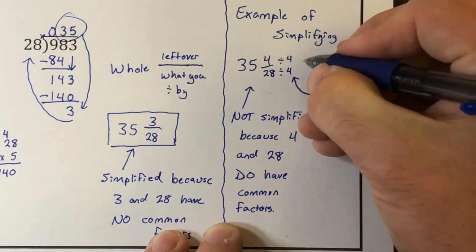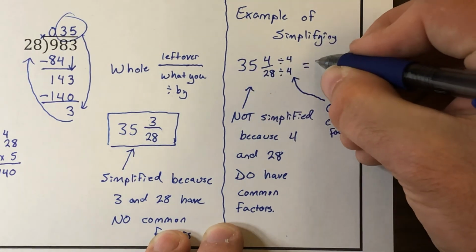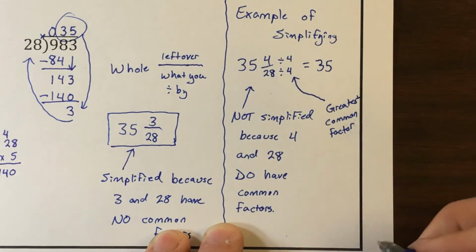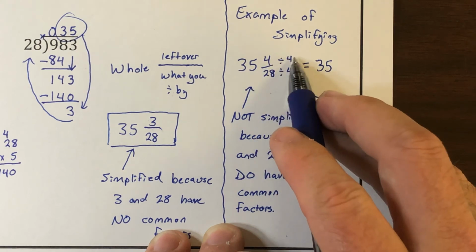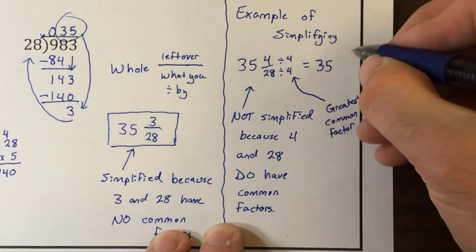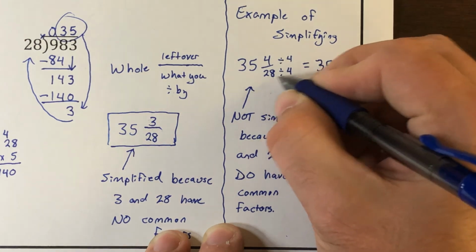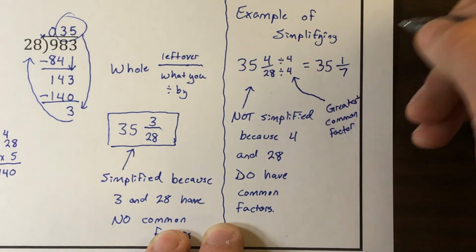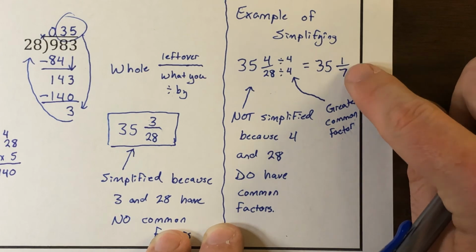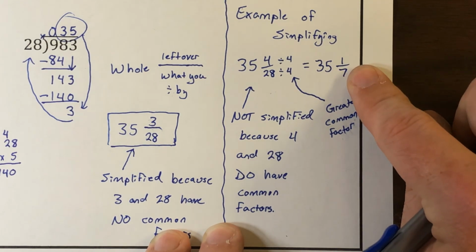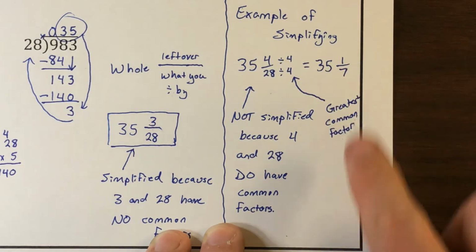So first step, be sure to bring over your whole number. That doesn't change. Next, take your numerator and divide it by your greatest common factor. So 4 divided by 4 is 1. 28 divided by 4 is 7. Just verify that your new numbers, 1 and 7, do not have any common factors besides 1. They don't. That means you chose the right number and you are finished.